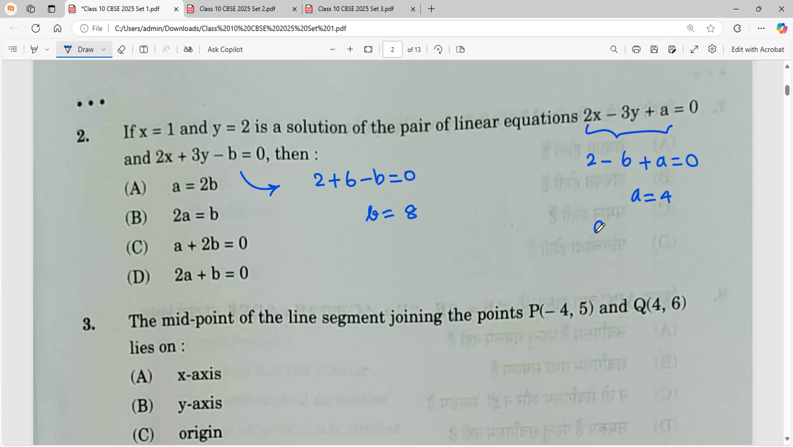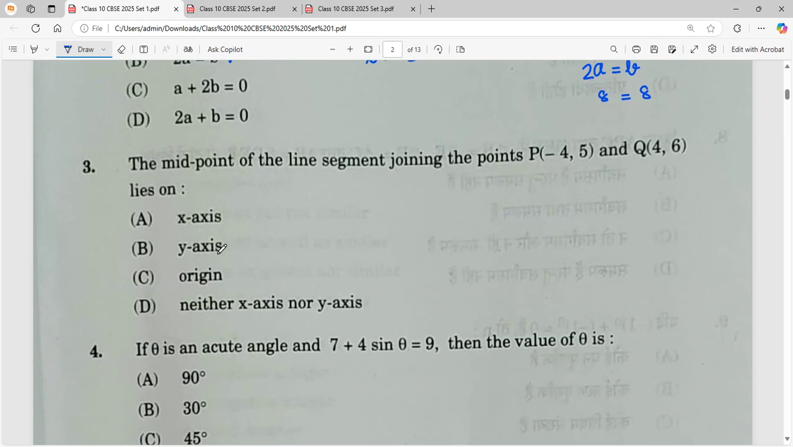So we have 2a is equal to b, because 2 times a is 8, and 8 is equal to 8. Do we have a relation such as this? Yes, option B is the correct answer.